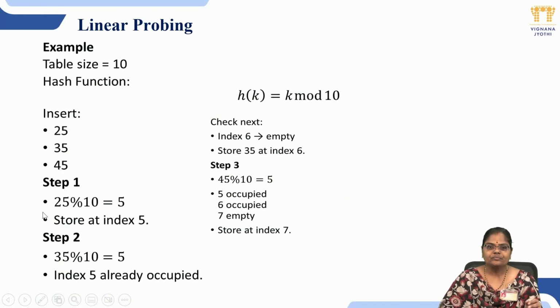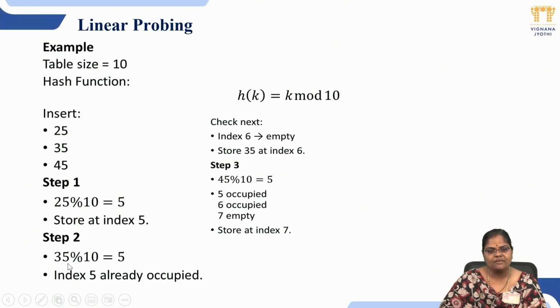Proceeding further, this is an example of linear probing where the hash table size is 10. The hash function used is a simple division method, k mod 10. If we try to insert 25, 35 and 45 as the keys into the hash table, applying the division method, 25 mod 10 gives index 5. So we store this value at index 5.